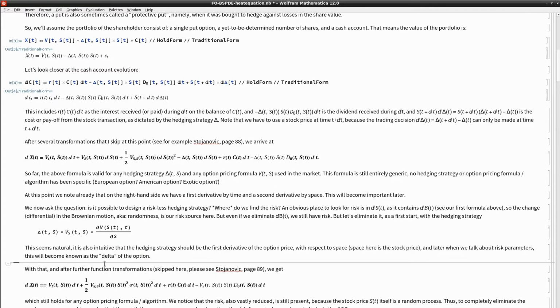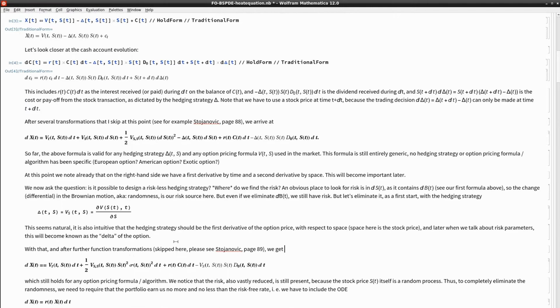Okay. So with that, and after further function transformations, which again I'm skipping here at this point, have a look at page 89 in the Stoyanovich, we are getting this SDE. It is a bit transformed, and I'm not explaining the derivation, but this is what we get at this point.